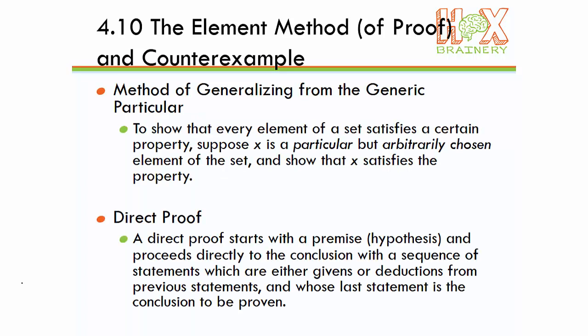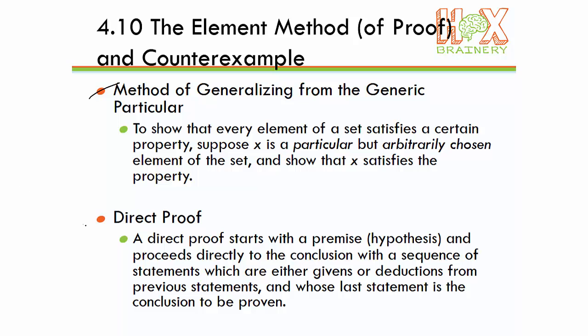Before we go into some of the examples, some of the proofs that I'll do in the slides, I'm just going to go over some information first. First we're going to start with the method of generalizing from the generic particular. We mentioned this in the previous chapter, chapter 3, when we were doing proofs. To show that every element of a set satisfies a certain property, we're going to suppose that x is a particular yet arbitrarily chosen element of the set, and then we're going to show that x satisfies that property.